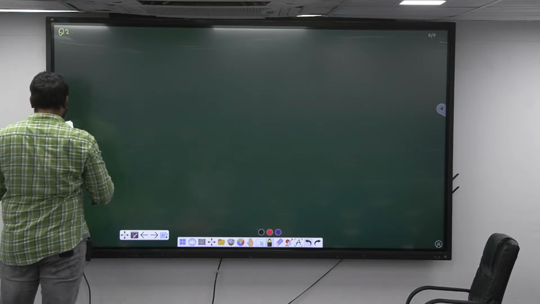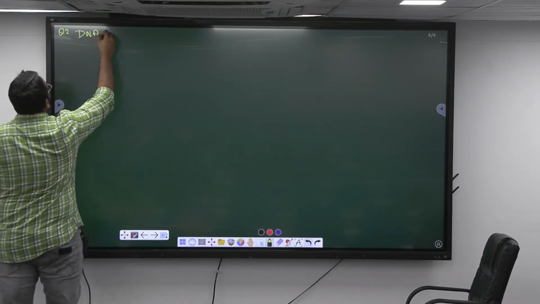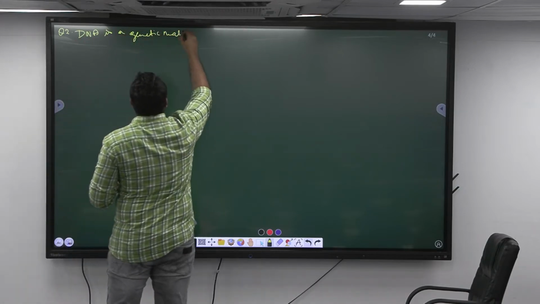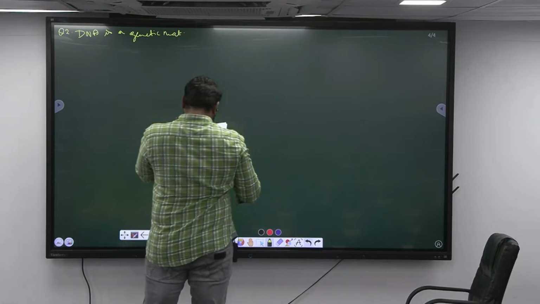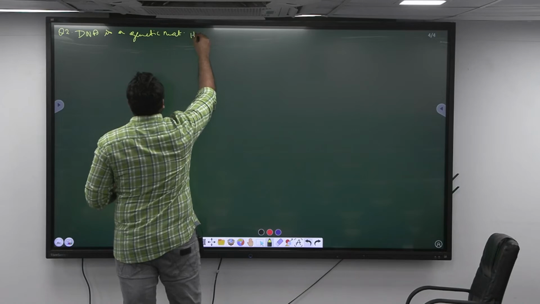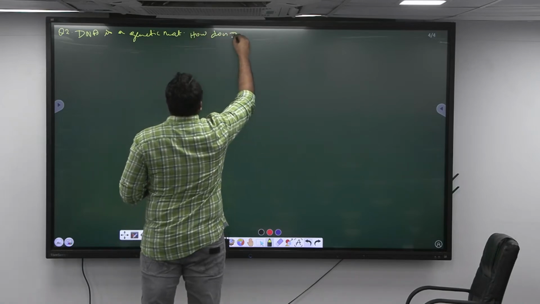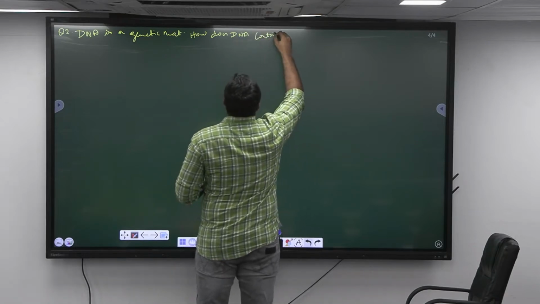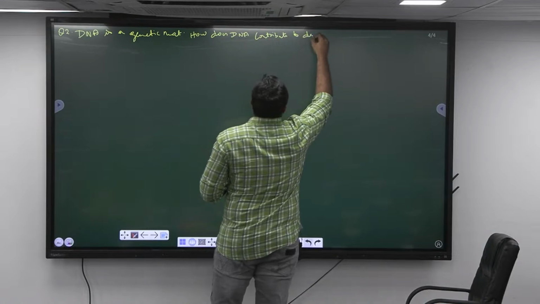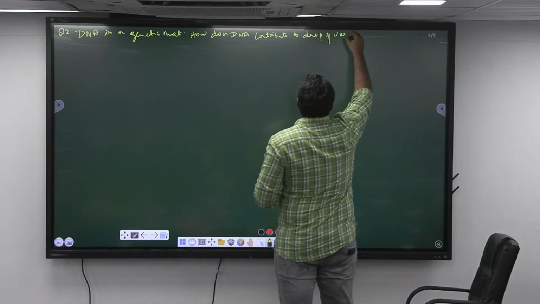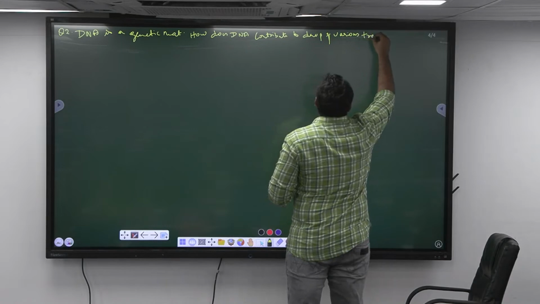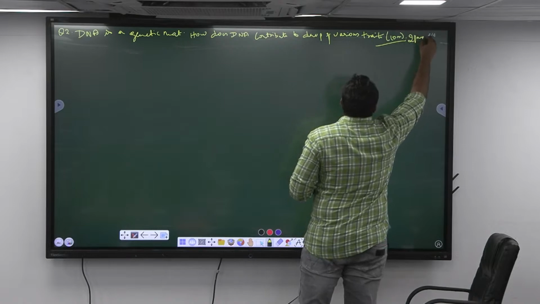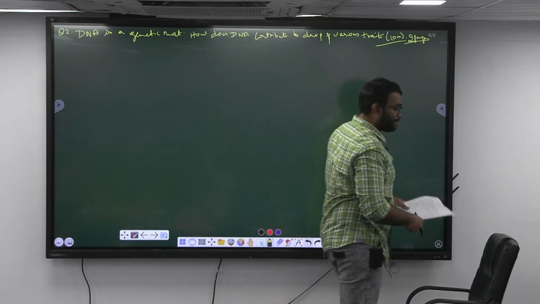Okay. This is a good question. DNA is a genetic material. How does DNA contribute to development of various traits? This is for 10 marks, so 2 pages will be there. So take 2 minutes, then give me the structure.